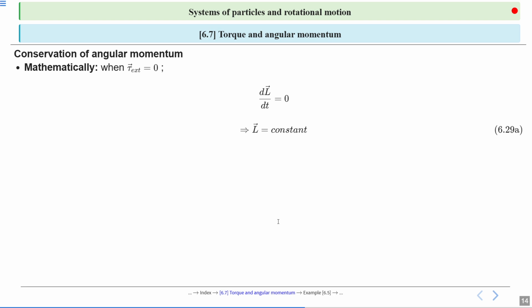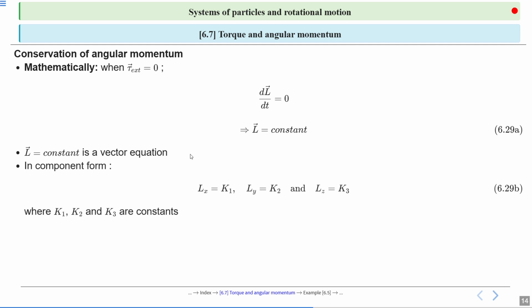Mathematically, let's see the conservation of angular momentum. According to the statement, if the net torque on a system of particles is zero, the angular momentum is conserved. So if the net external torque tau external is zero, then dL/dt is zero, so we can say L equals constant. L constant is a vector equation. In component form, it will be Lx equal to K1, Ly equal to K2, and Lz equal to K3, where these are constants.